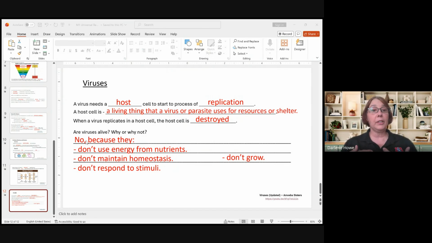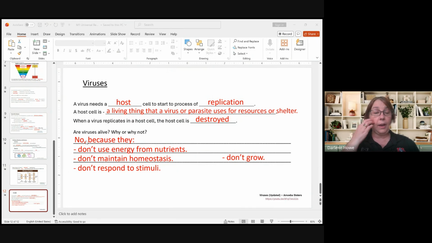So, what am I going to do? I'm going to respond to that stimulus. I'm either going to go inside where it's air conditioned, or I'm going to take my jacket off, or I'm going to get a drink of water, or I'm going to put my umbrella up so I have some shade. Okay, so that's responding to the stimulus, and viruses don't do that.